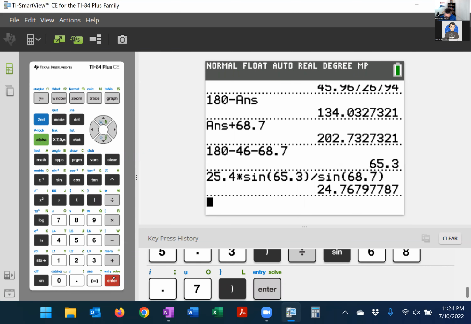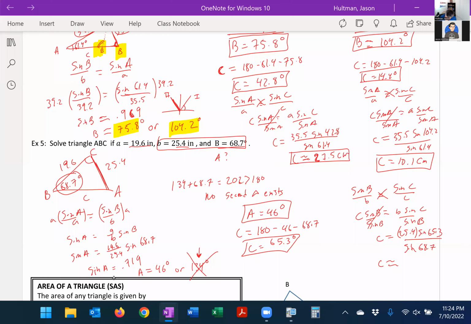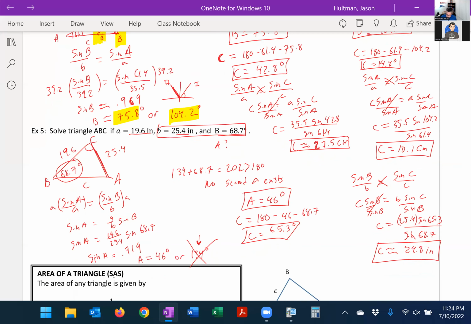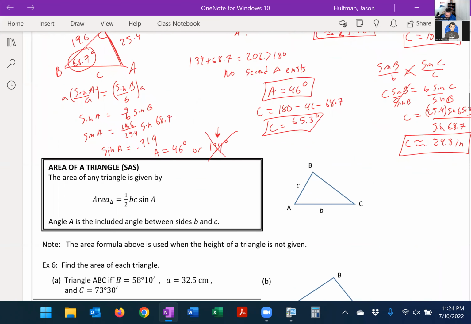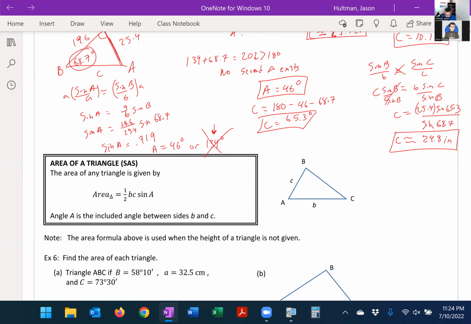Okay, it's about 24.7 or 24.8, I would say. So about 24.8, and it's inches in this case. So we only had one triangle in that case, because when we got the angle A, it was an angle that couldn't exist and make a triangle. It could exist as a sine value, but it can't exist inside a triangle. Some of the angles were too large, and so it couldn't exist.